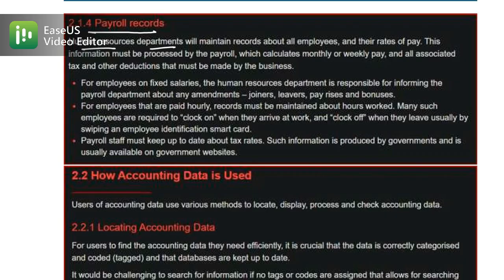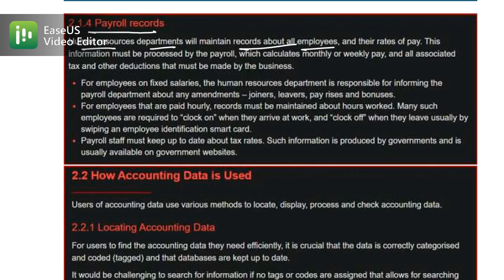First we have to discuss the role of HR, which we call human resources. First things first, the HR department is responsible for maintaining records of all employees. That includes name and personal details, job title and department, pay rates, whether fixed salary or hourly paid, and employment status like joiners and leavers, promotions, bonuses, etc. So HR is the starting point.